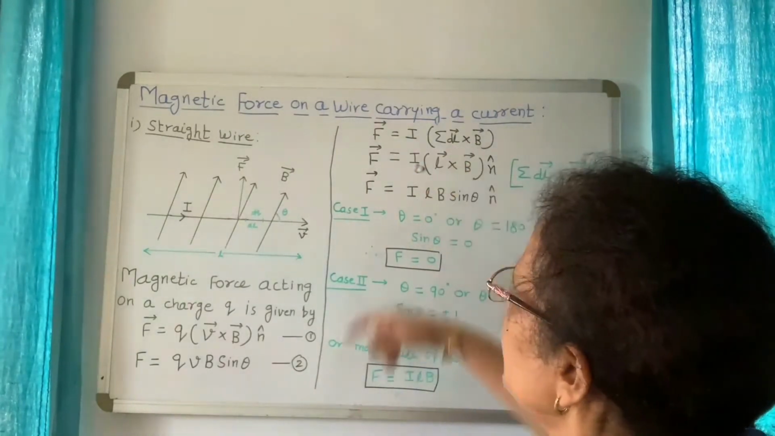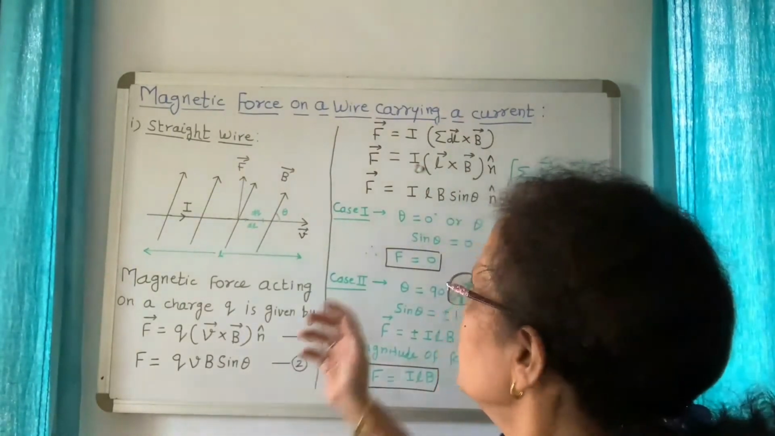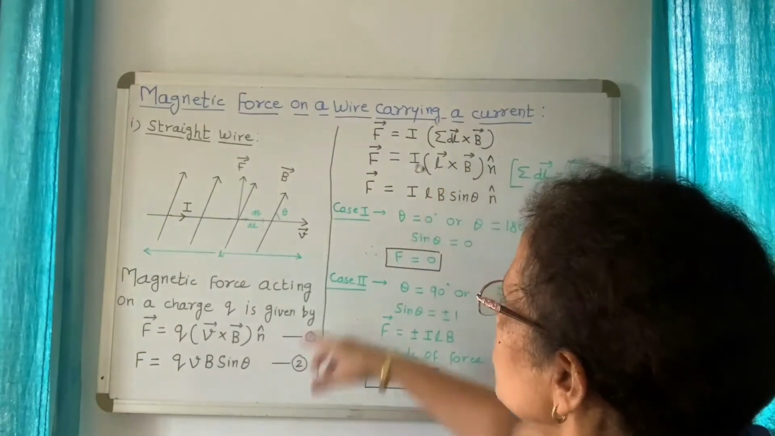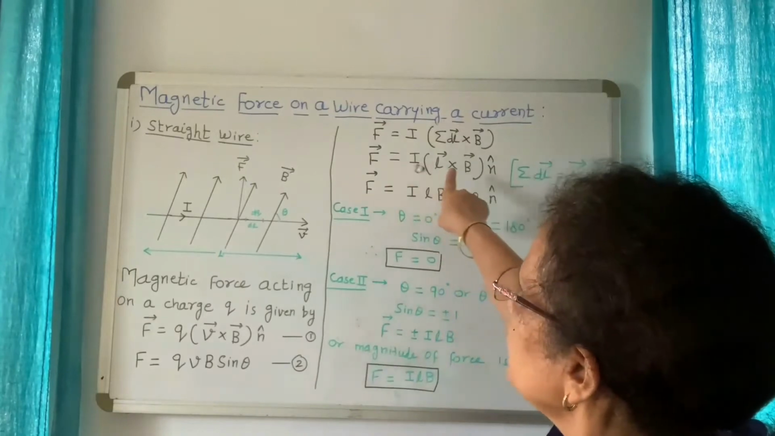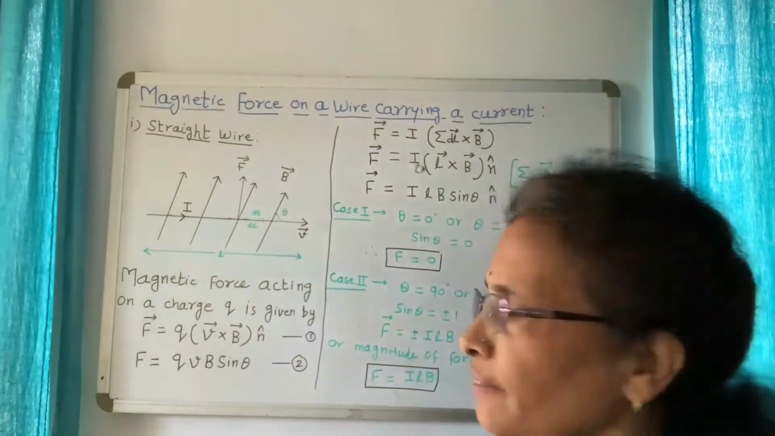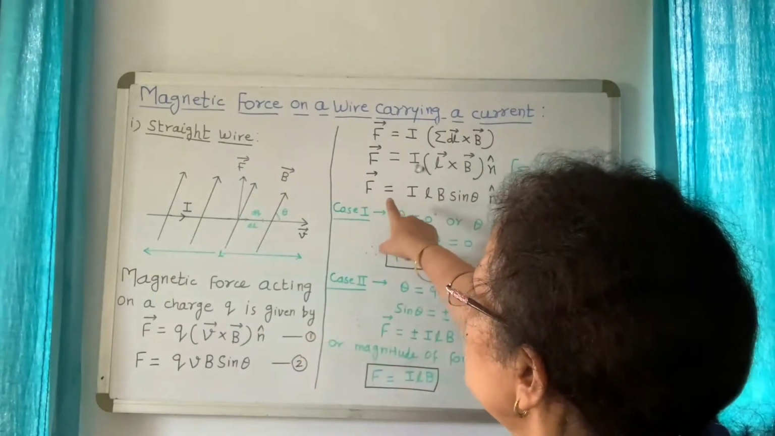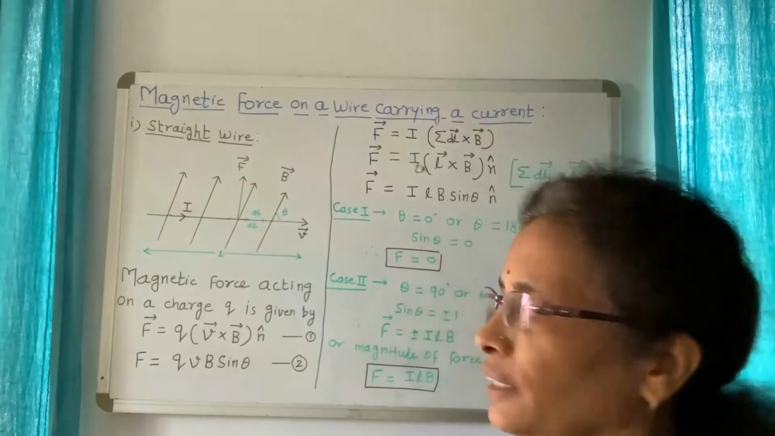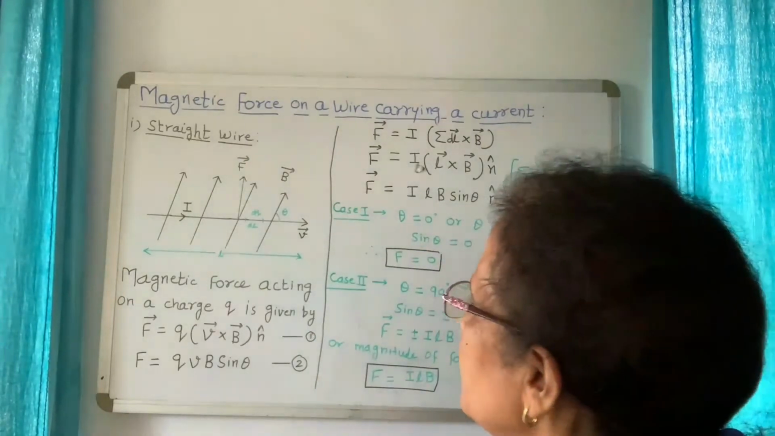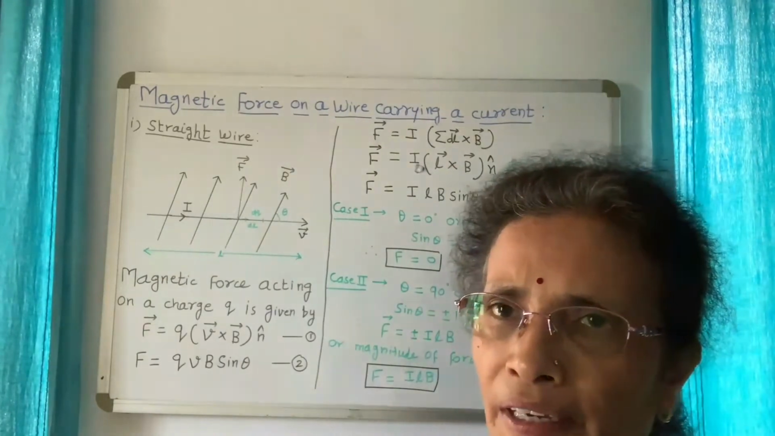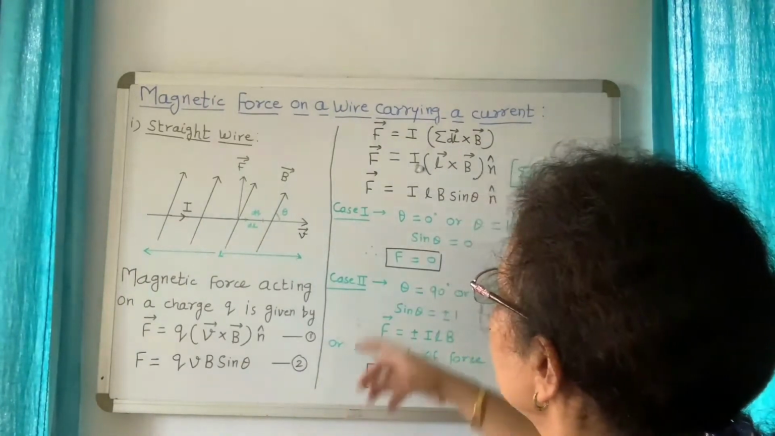Summation of dl is the entire length. So this is equal to I into L bar cross B bar. So this is the entire force acting in the vector form. This vector product is written in terms of the sine angle. So force is equal to ILB sine theta into n cap. So this is the force acting on a wire placed in a uniform magnetic field of induction.